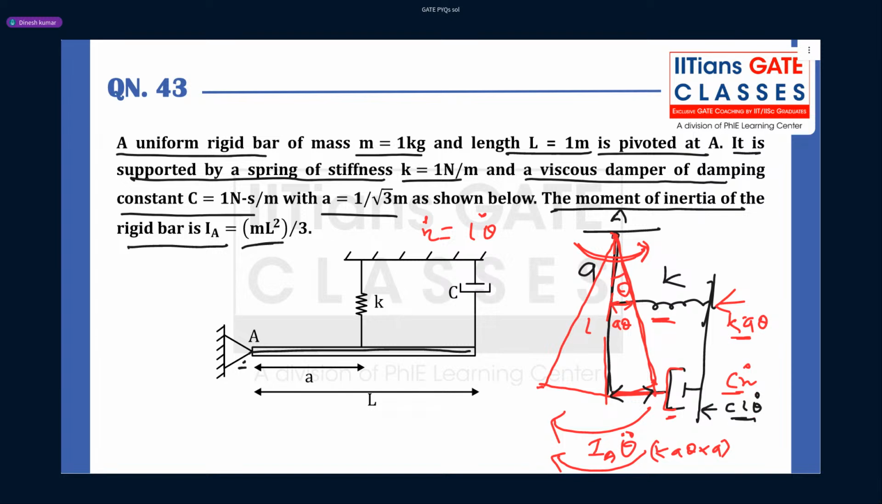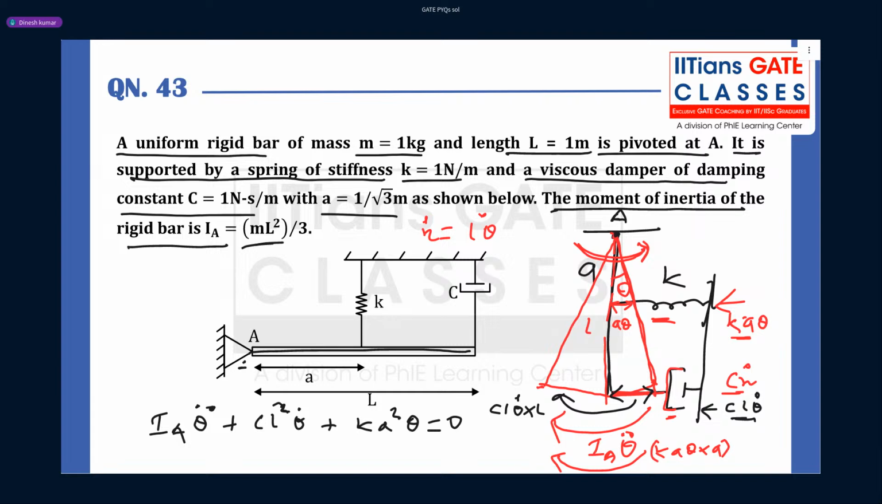Now this force will also create a moment which will be in the same direction as the inertia, right? So what will it be? It will be C L theta dot into L, about pivot point A. Now guys, if you write the equation of motion about point A, it will be IA theta double dot plus C L squared theta dot plus K a squared theta is equal to 0.